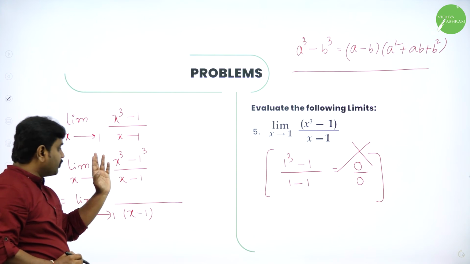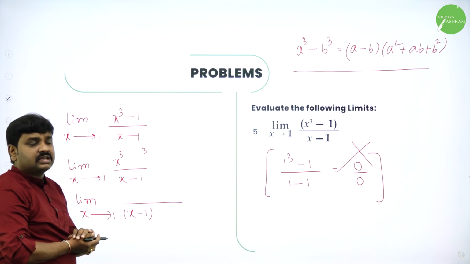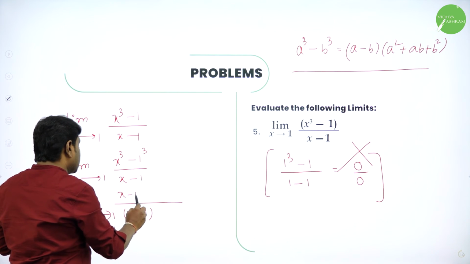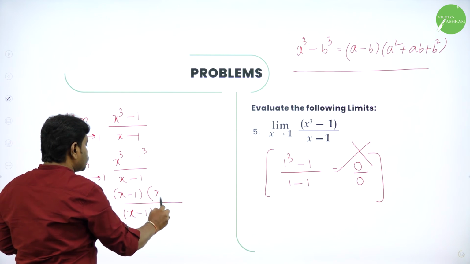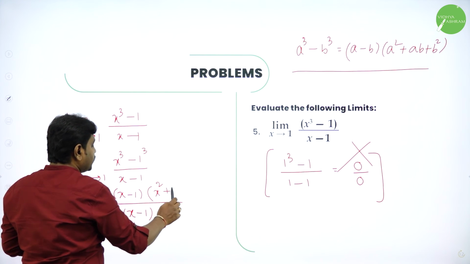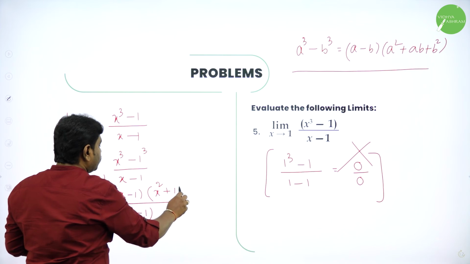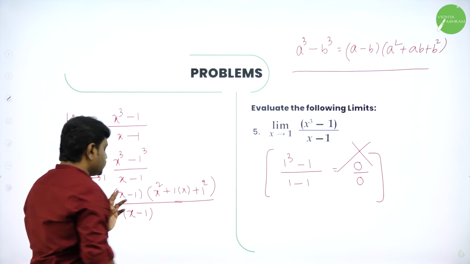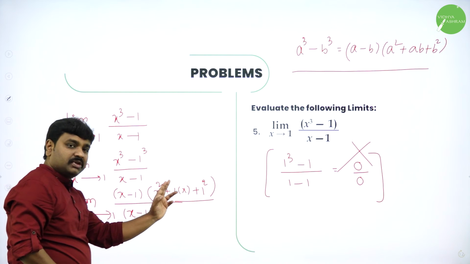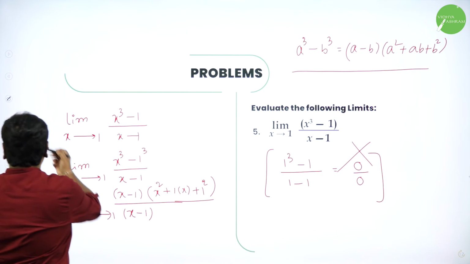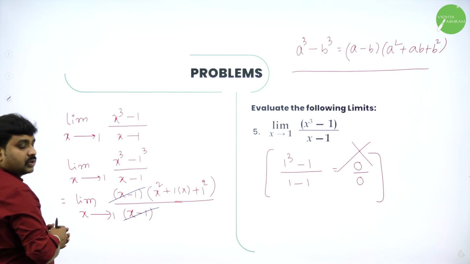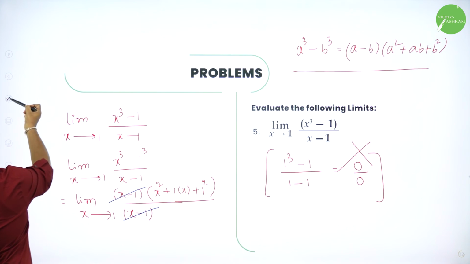Now is this in the form a cube minus b cube? Yes. So a cube minus b cube can be written as a minus b. Here x minus 1 into a square means x square plus 1 into x plus b square, 1 square. Can I write like this? So I wrote it as a minus b into a square plus ab plus b square. Now further x minus 1 I will cancel. These two cancel. I simplified.